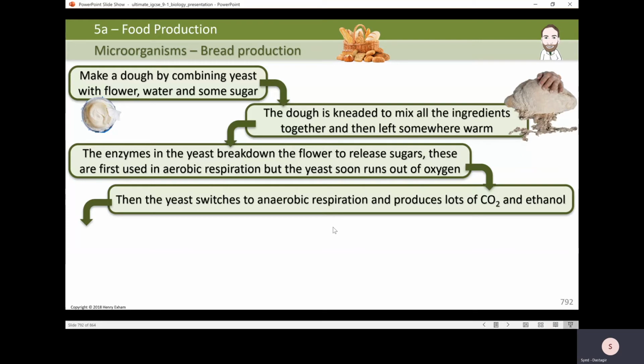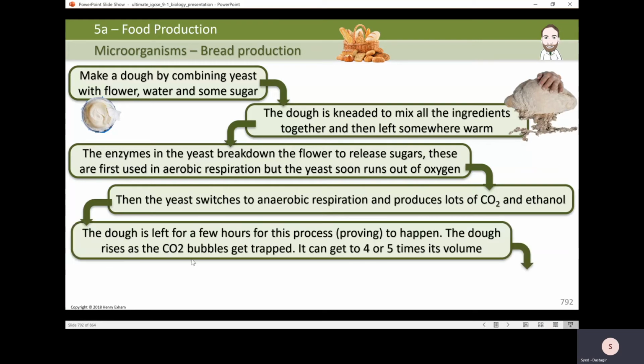So the dough is left for a few hours for this process to happen. The dough then rises. Why? Because the CO2 is produced and the bubbles get trapped in. That's why we see some holes in our bread. It can actually get 4 to 5 times larger than its initial volume.